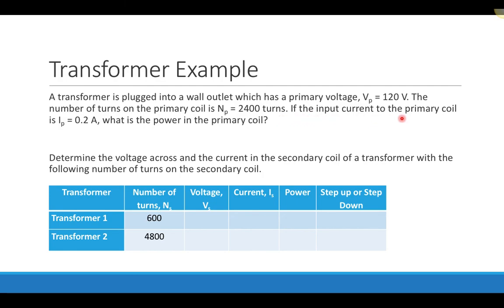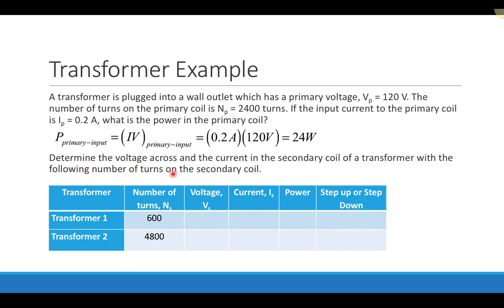It says if the input current to the primary coil is 0.2 amps, what is the power in the primary coil? So we know the voltage in the primary coil, it's plugged into 120 and it's drawing 0.2 amps of current. So we know that the power is the current multiplied by the voltage. The current is 0.2, the voltage is 120, so that's 24 watts. So the power of the primary coil is 24 watts.